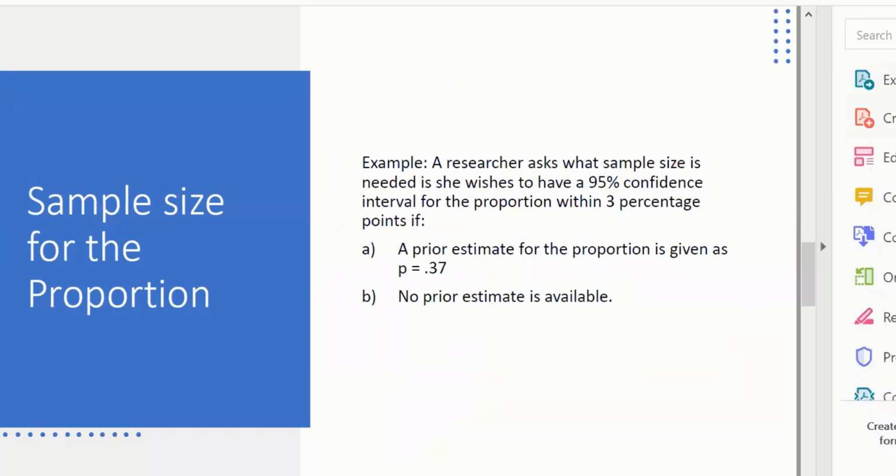For example, a researcher asks what sample size is needed if she wishes to have a 95% confidence interval for the proportion within 3 percentage points if first a prior estimate is given for the proportion as 0.37. So somewhere in the past somebody did a survey and got 37%. Or if we have no prior estimate, there are two different ways that we approach that.